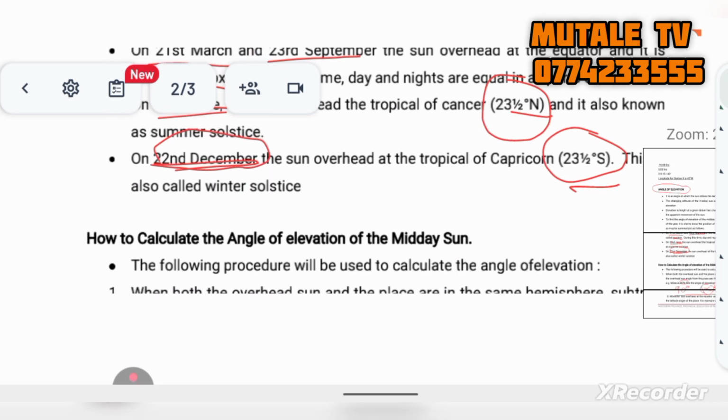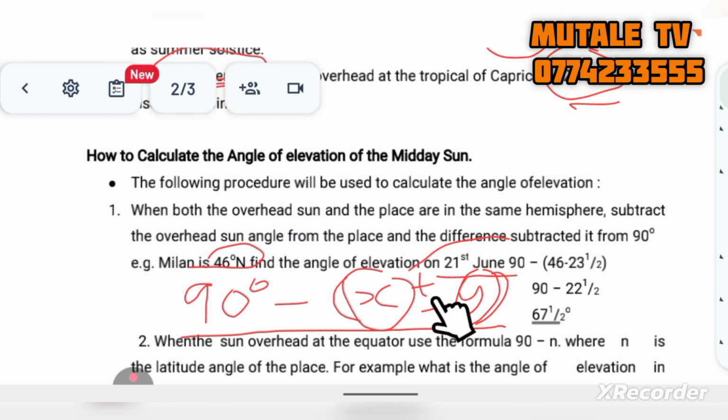So 21 June obviously is still in the north direction. And we know that in geography, when you have north and north, you subtract. When you have south and north, you add. That's why you have plus or minus. So in this case, we're dealing with the north, and also dealing with the north here. So we're going to subtract here, we're going to put a minus.